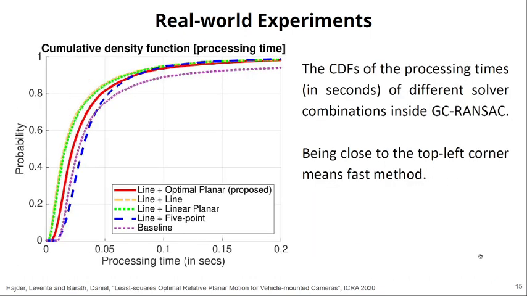In this chart, the cumulative density function of the processing time is plotted. The fastest method is the suboptimal planar algorithm. The 5-point method is the slowest one as it is expected. The proposed algorithm is in the midfield.